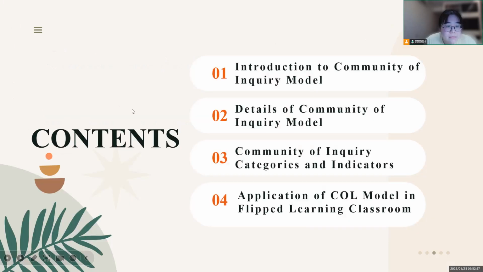This presentation is divided into 4 parts. First, I will introduce the basic concept of the COI model. Next, I will analyze its 3 core components and indicators. Then, I will explore how the COI model is applied in flipped learning classrooms. Finally, I will share a practical case study to demonstrate its effectiveness.